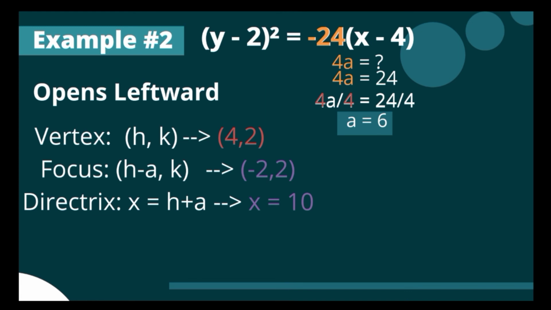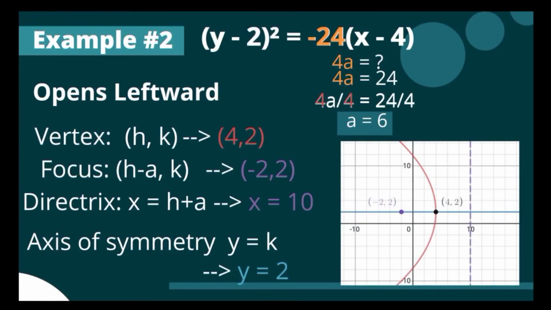After that, we will do the last property, which is the axis of symmetry. Axis of symmetry is y equals k. Our k is 2. Therefore, y is equal to 2 is the equation of the axis of symmetry. After knowing all the properties, we can now graph the parabola. Here is its graph, and then naming it by its equation, and then put the equation of each property, the directrix, which is x is equal to 10, and the axis of symmetry, which is y is equal to 2. And then next, and that's all.